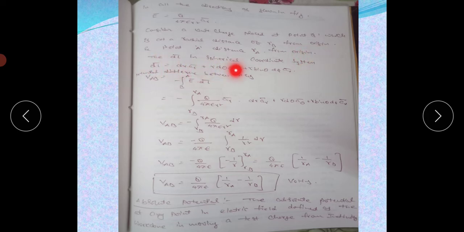In the spherical coordinate system, we know the differential length formula: dl bar equals dr into ar bar plus r d theta into a theta bar plus r sin theta d phi into a phi bar. The potential difference between A and B is VAB equals minus integral B to A E bar dot dl bar, which equals minus integral from RB to RA of E bar, equal to Q by 4 pi epsilon R square into AR bar, dot the differential length vector dl bar.